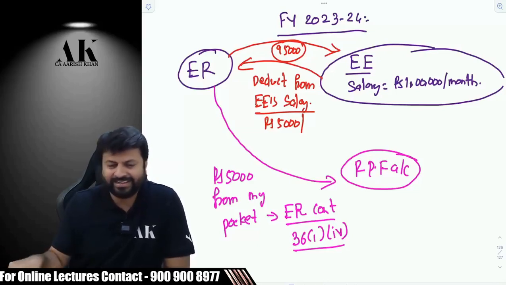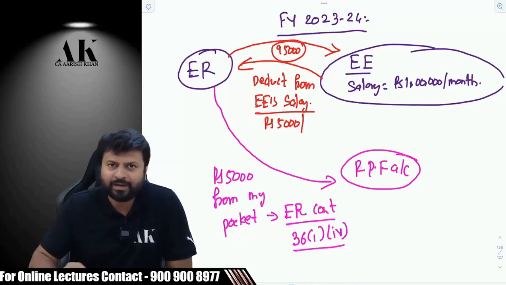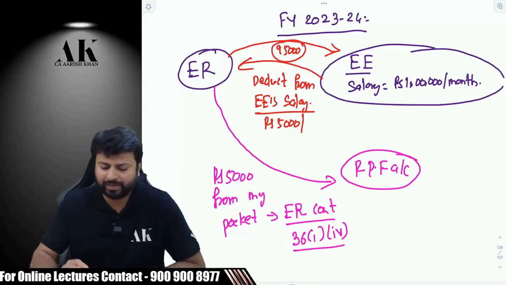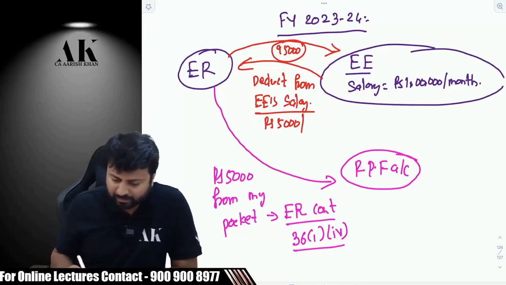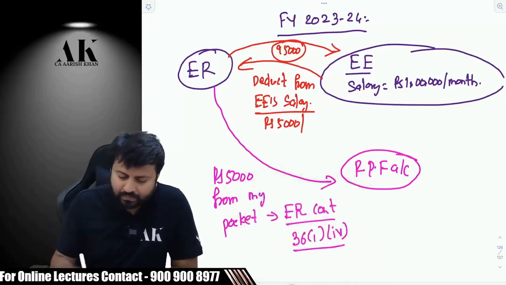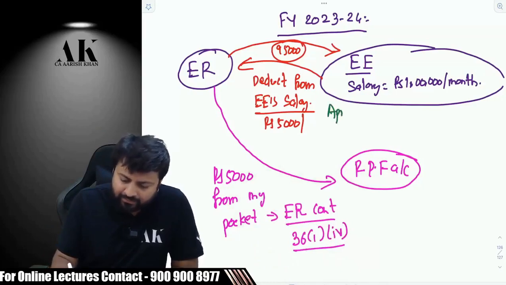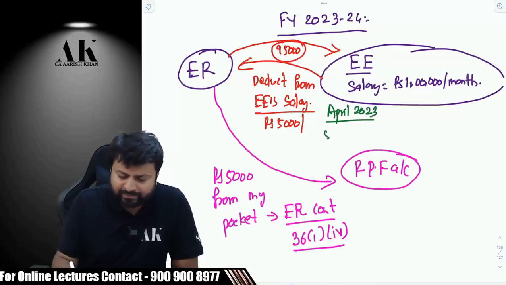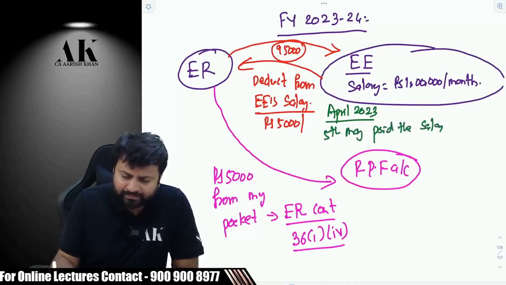It really hurts, right. So now coming to the discussion, I will pay only 95,000 to the employee. I am not going to pay the entire 1 lakh rupees to him because I will deduct that 5,000 rupees from his pocket. Now suppose, listen carefully, this is the salary of April 2023. Our company has a tendency of paying the salary by 5th of the next month. So on 5th May, we paid the salary.